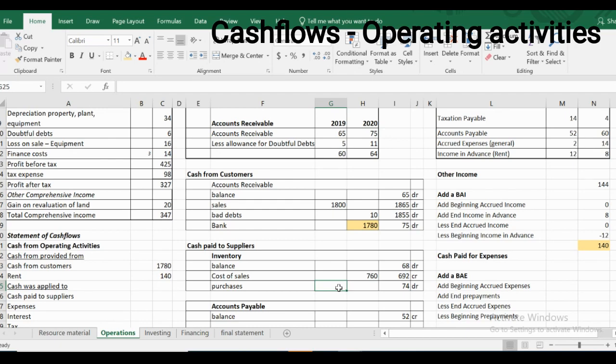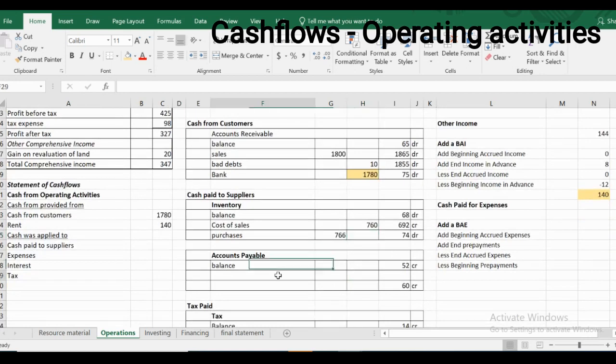And in this case, it's going to be 766. Because we've gone from a 692 credit to a 74 debit. So altogether we need a 766 debit to get there. Now this figure here, we're then going to transfer down into here.